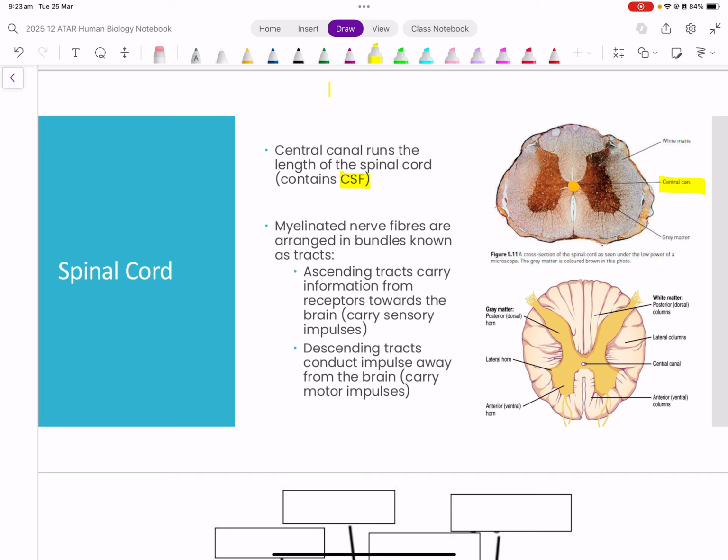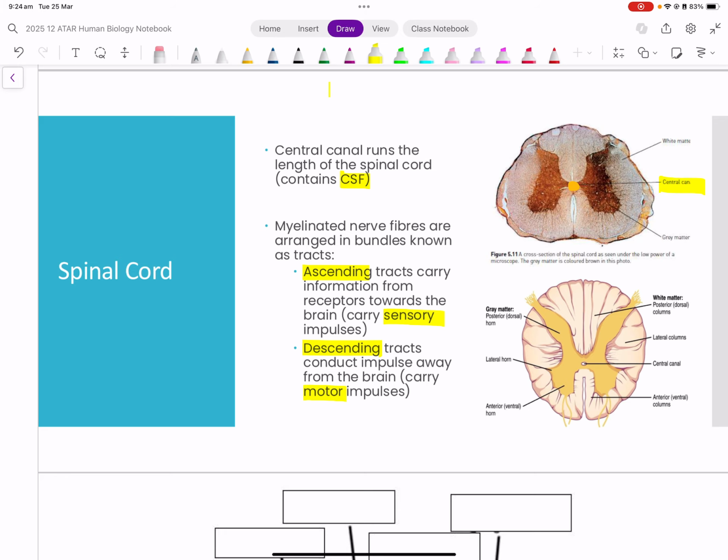Now, myelinated nerve fibres that we've spoken about, so these tracts, can be either ascending or descending. So ascending tracts are going to carry sensory impulses, so messages from receptors towards the brain, and descending tracts are going to carry impulses from the brain away, and they're going to be motor, so they're going to go to effectors, so things like muscles and glands.